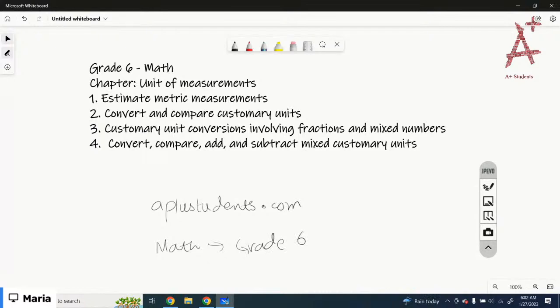There you can find a list of the chapters. We're going to start with the chapter unit of measurements. The lessons we're going to cover today are estimate metric measurements, convert and compare customary units, customary unit conversions involving fractions and mixed numbers, and compare, convert, add, and subtract mixed customary units. Let's start with the first lesson, that is estimate metric measurements.